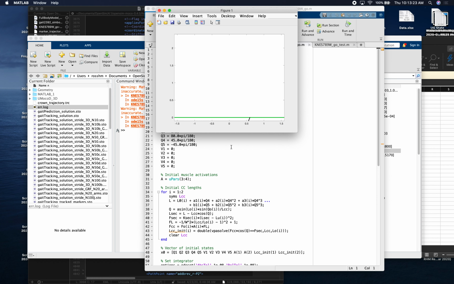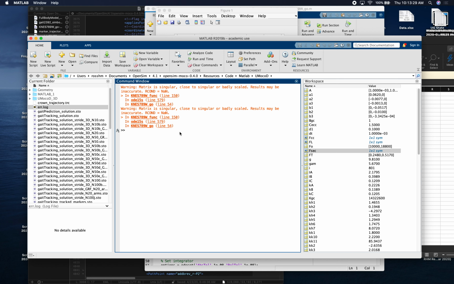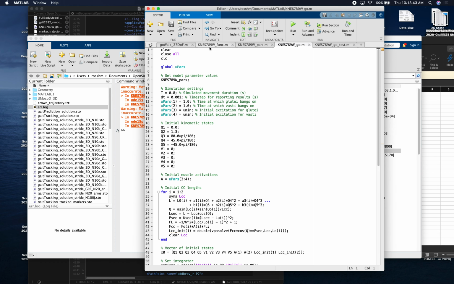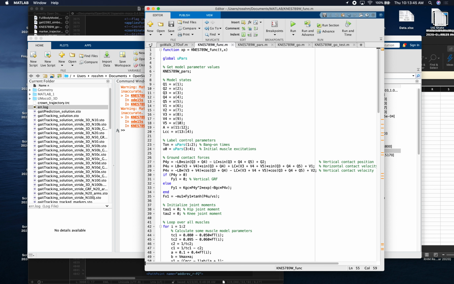I'm going to make one change here to the model function before we go. You can see here on the left, when I run the simulation, it's giving me not some errors, but some numerical warnings. It's saying the matrix is singular. That's related to inverting that mass matrix that we talked about a couple lectures ago. Those warnings are resulting from the formulation of the contact model.